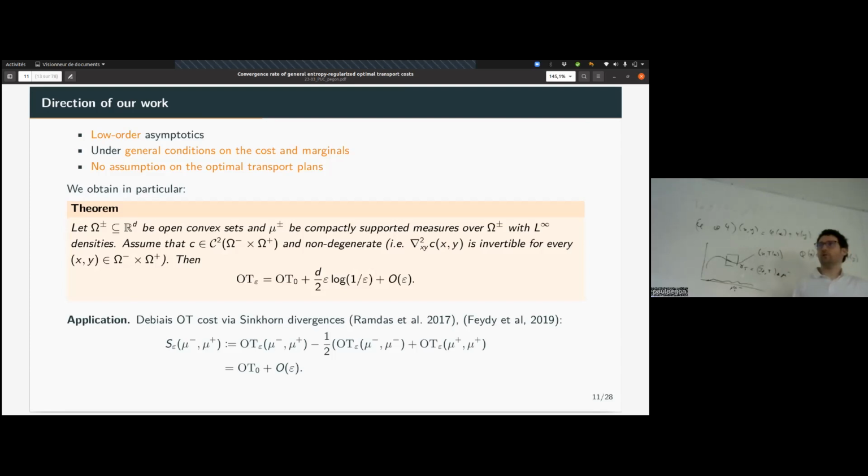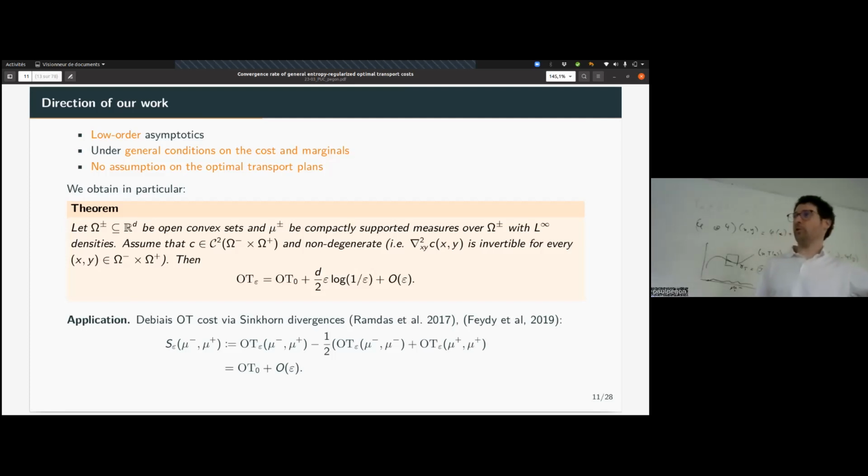So T epsilon is T0, then you have this epsilon over epsilon term, and in front of it you have the dimension d by 2. So we will see where this d and where this 2 come from. Here d is the real space dimension, but it can be something else. And the remaining is the big O.